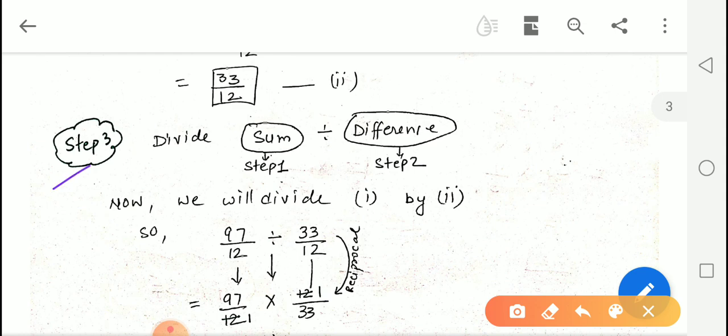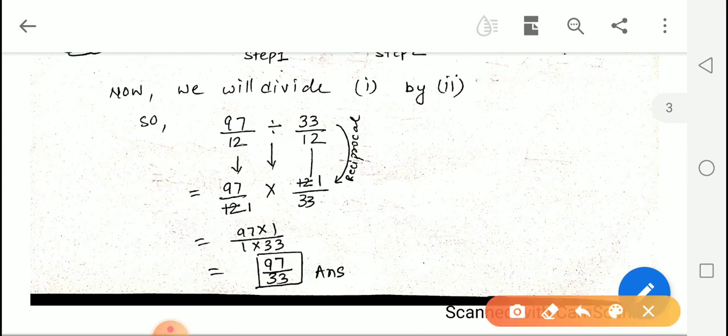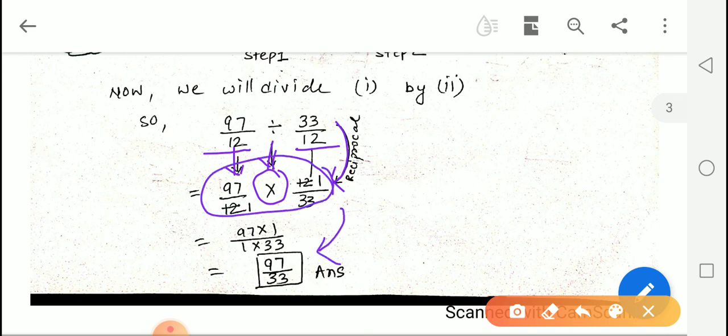Now our third step: we have to divide the sum which is obtained in step 1 by the difference which is obtained in step 2. So we will divide equation 1 by equation 2 like this. Now 97 by 12 divided by 33 by 12. So we will copy down the first number as it is. This division sign is changed into multiplication, and we will take the reciprocal of this, and we will solve this as a simple multiplication, and we will get 97 by 33 as the answer.